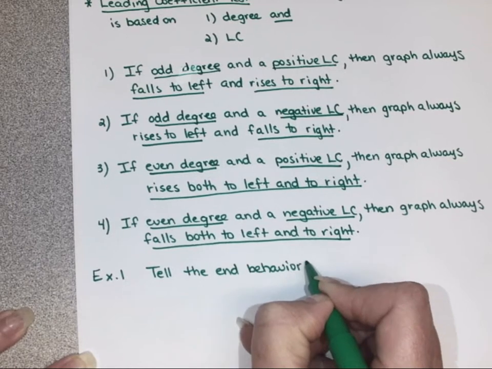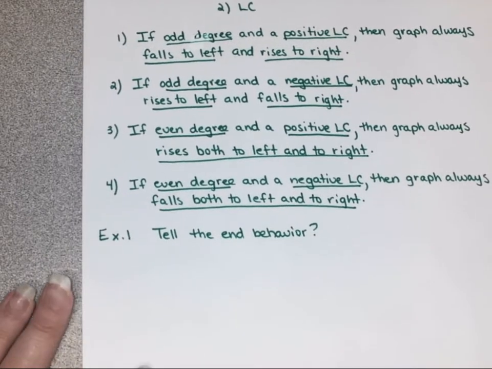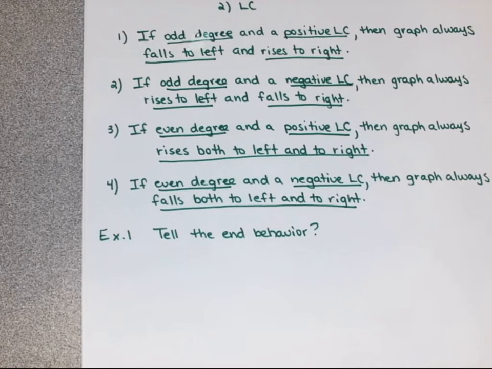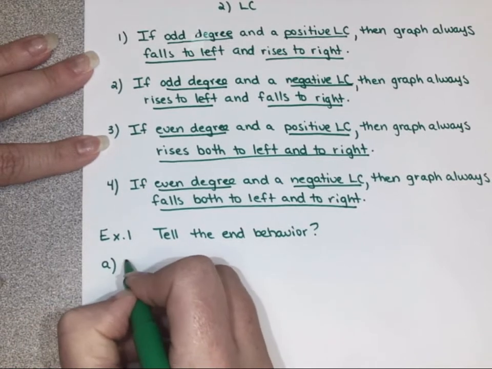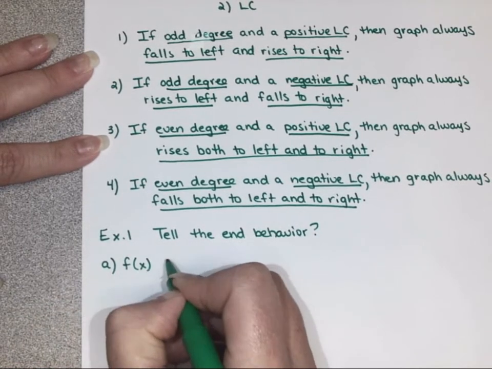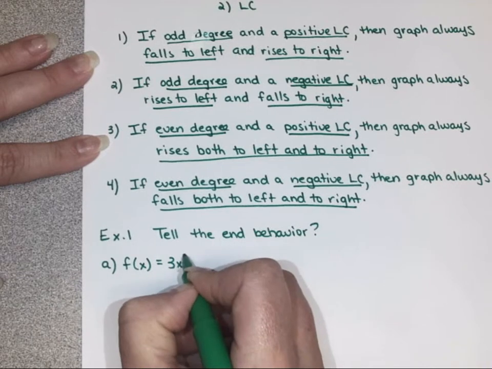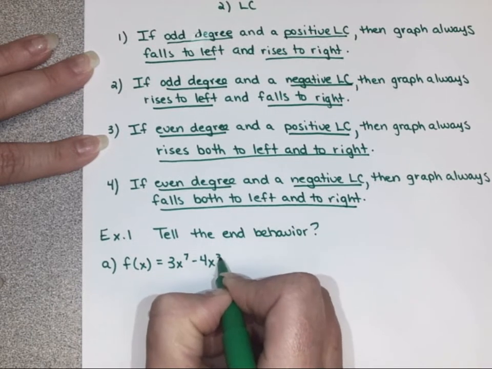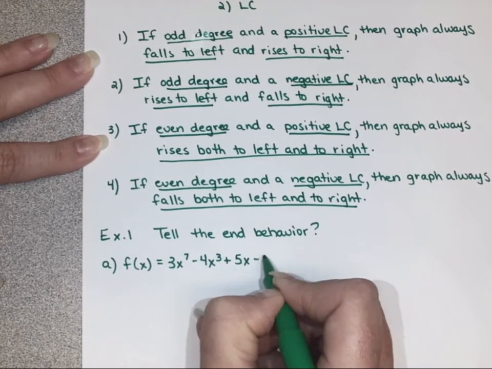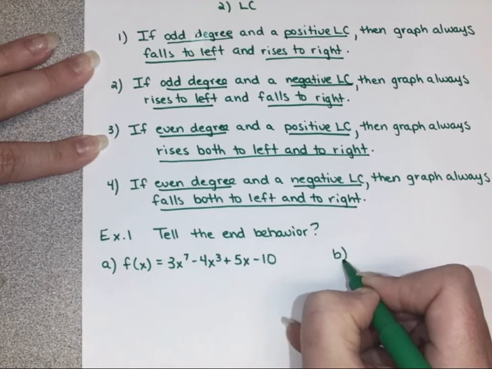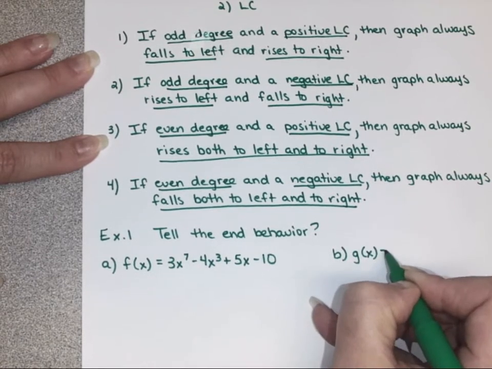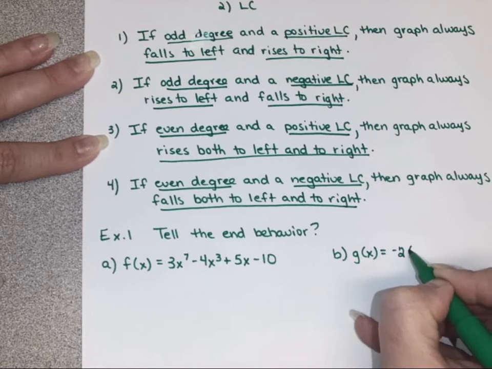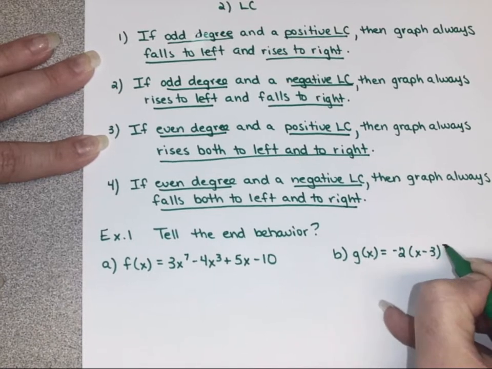So right now, all we really know how to do is the end behavior, so I don't want you to do anything else with these 2 polynomials. So we're going to do them side by side. So let's say that I've got this one, and then this one.